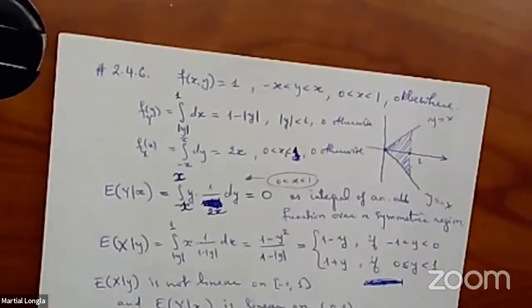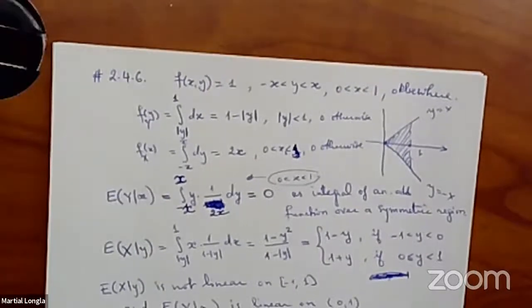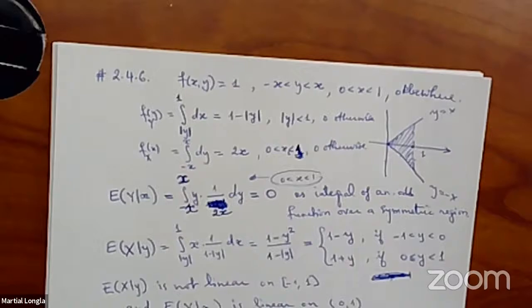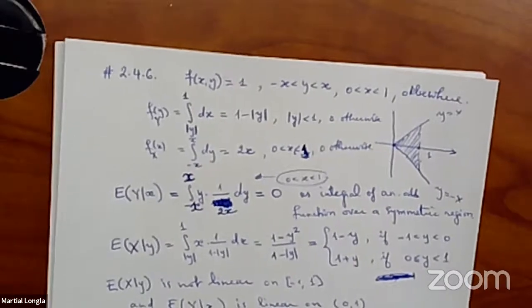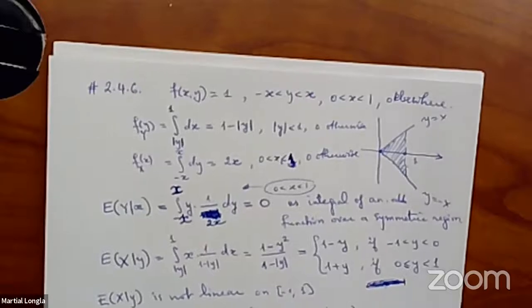Okay, so the next problem, this is the problem where I guess many people had issues because they forgot to draw the graph. And I always tell you, when you don't draw the graph, you have an 80% chance of getting things wrong.